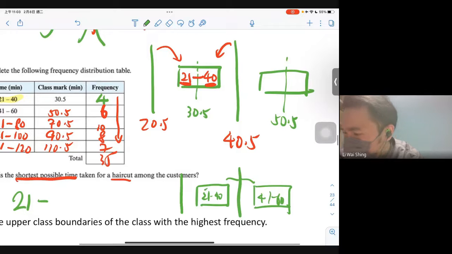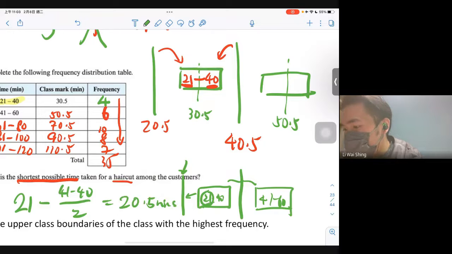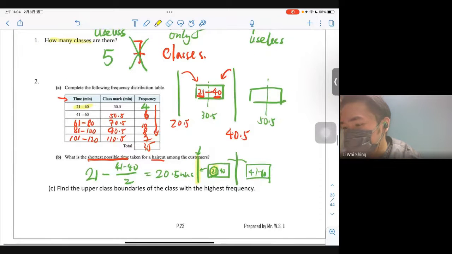No, don't give me 21 because 21 is not the lower class boundary. You need to find that out. So you need to do 41 minus 40 over 2, so it should be 20.5 minutes. OK，呢個記住唔係一個最細嘅數值嚟㗎，佢個 class limit 唔等同於佢真係最細個值，佢係 lower class boundary 先係最細。So it should be 20.5.